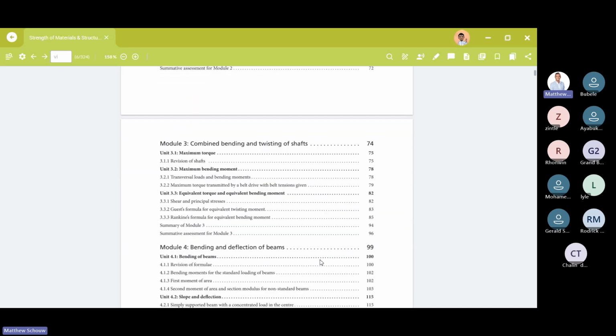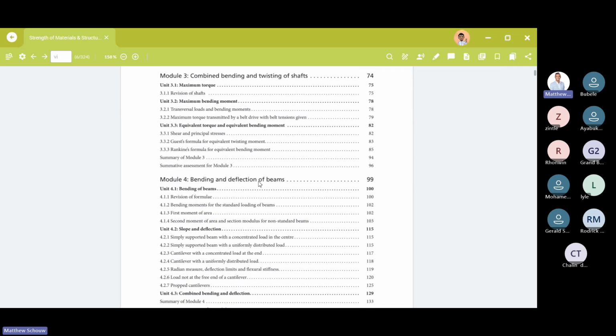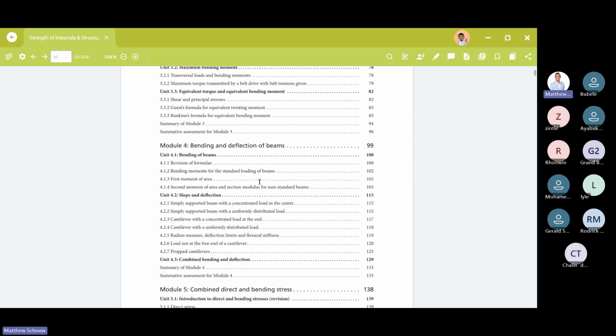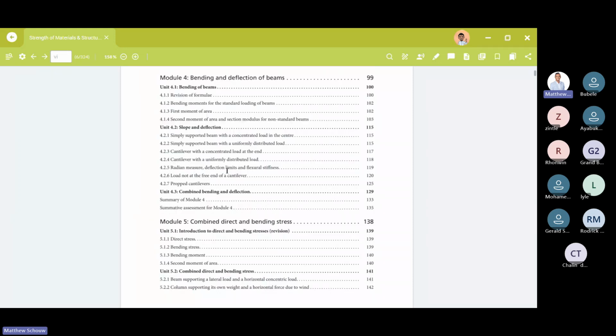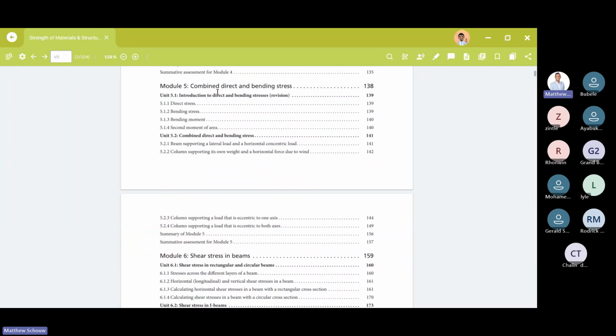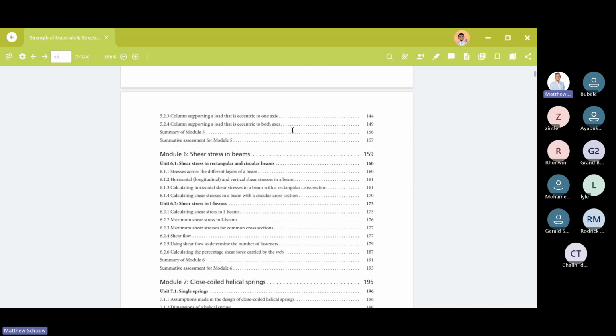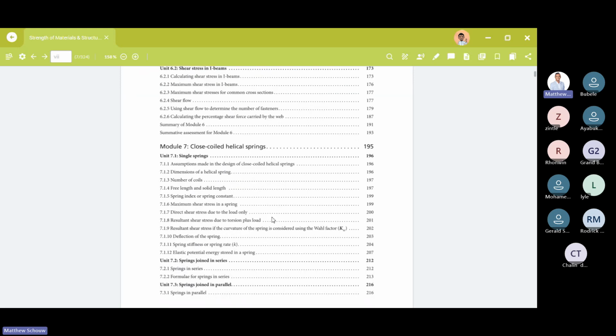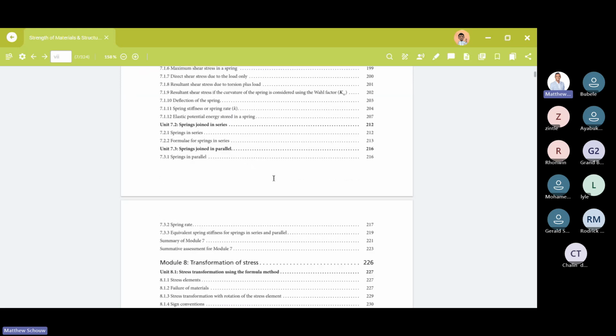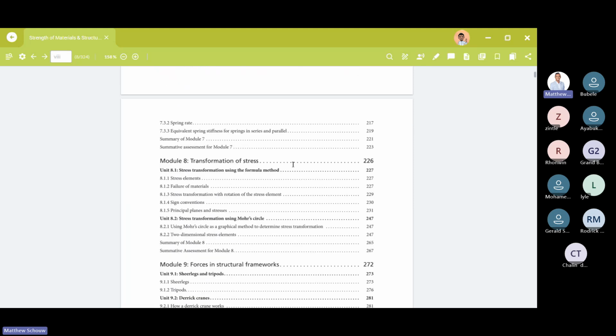The third module is combined bending and twisting of shafts, possibly my favorite. We have bending and deflection of beams. Again, make sure you revise your bending stresses in N5. Likewise with module 5, which is combined direct and bending stress. We also have shear stress in beams, which is a new section. We also have closed coil helical springs, another new section. We have transformation of stress.